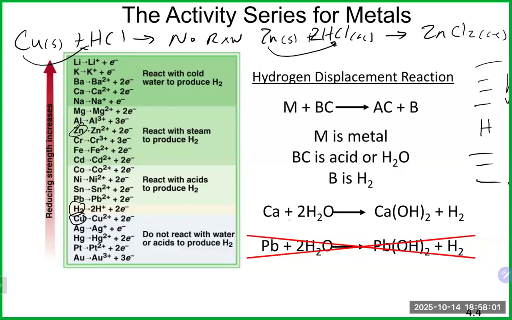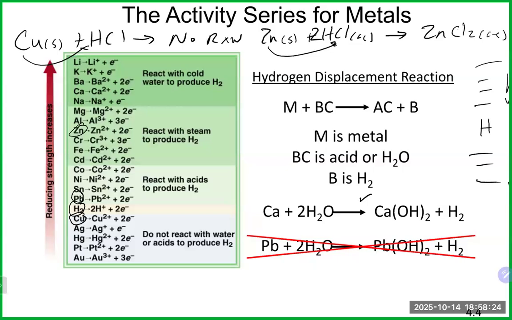As you can see here, calcium plus water. If we find calcium on the list, it will react with cold water to produce H2, so this reaction will take place. If you look at lead and you try to use cold water, lead is not going to work with cold water. It actually needs an acid to be a little bit stronger to make that reaction occur, so that reaction would not take place.